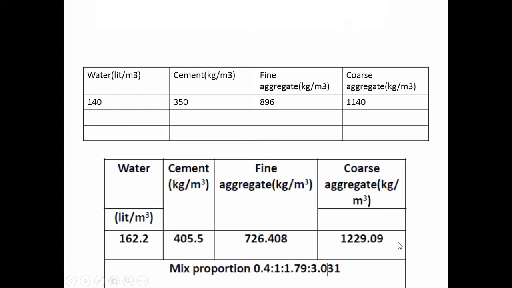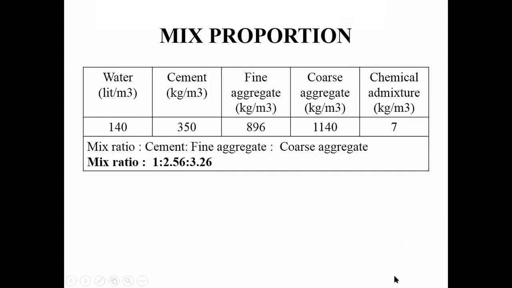Okay, next coming to the mix proportions. So you found the water in liter per meter cube, cement, fine aggregate, coarse aggregate and chemical admixtures in kilogram per meter cube. You may ask me what is this meter cube? This is with respect to 1 meter cube of concrete. For 1 meter cube of concrete, you require 7 kg of chemical admixtures. For 1 meter cube of concrete, you require only 1140 kilogram of coarse aggregate. This is the concept, okay? This per meter cube refers to per meter cube of concrete. Okay, that is the thing they have given here.